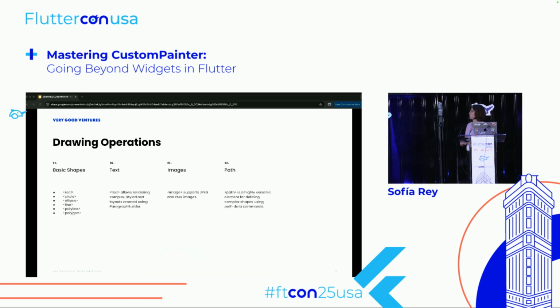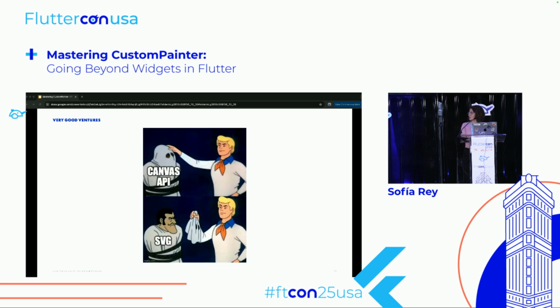Then it also provides drawing operations, basic shapes like rect, circle, ellipse, line, polyline or polygon, then text with a text tag, images with the image tag, and paths with the path tag. And it also provides transformation methods like translate, scale, rotate, and skew. And yeah, you probably noticed that they are pretty much the same.